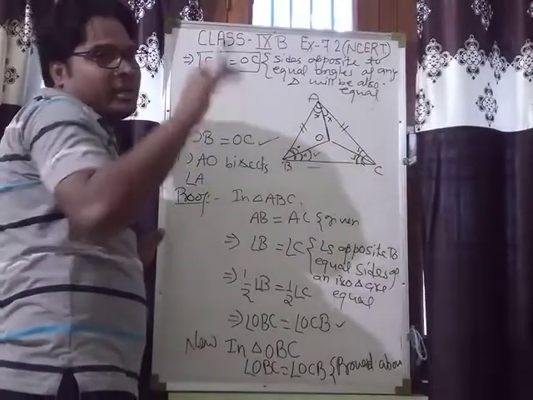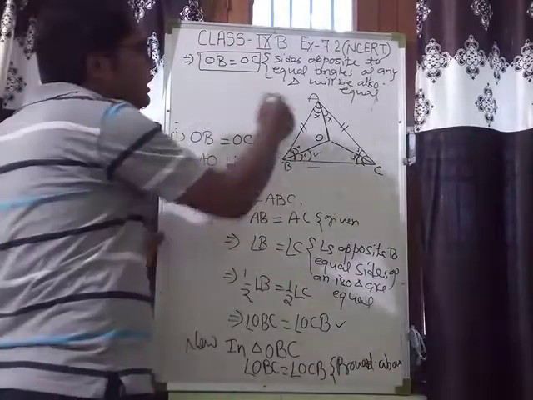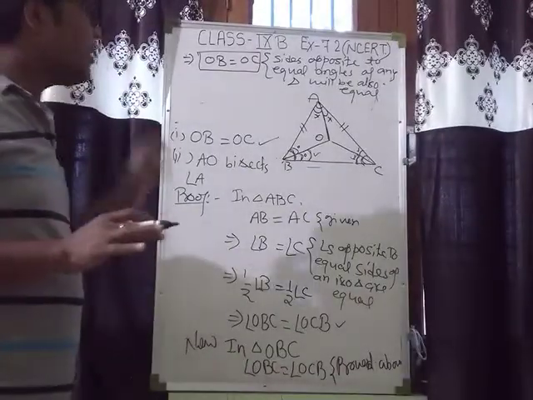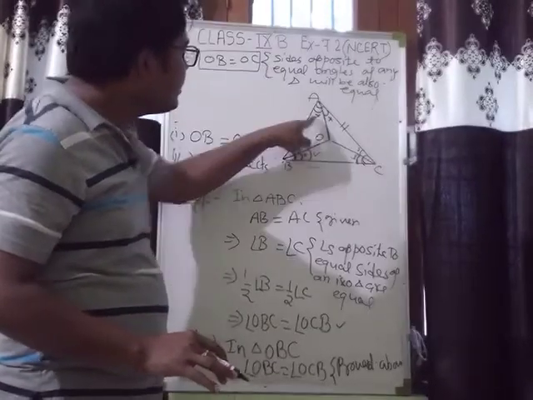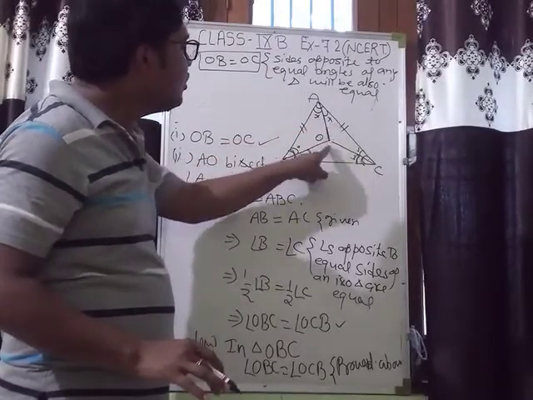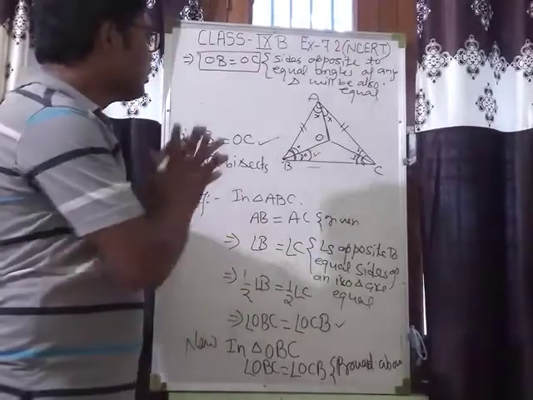Means AO will be the bisector of angle A, which we have to prove. So our goal is to prove that angle OAB is equal to angle OAC. Okay? So I am going to prove it.